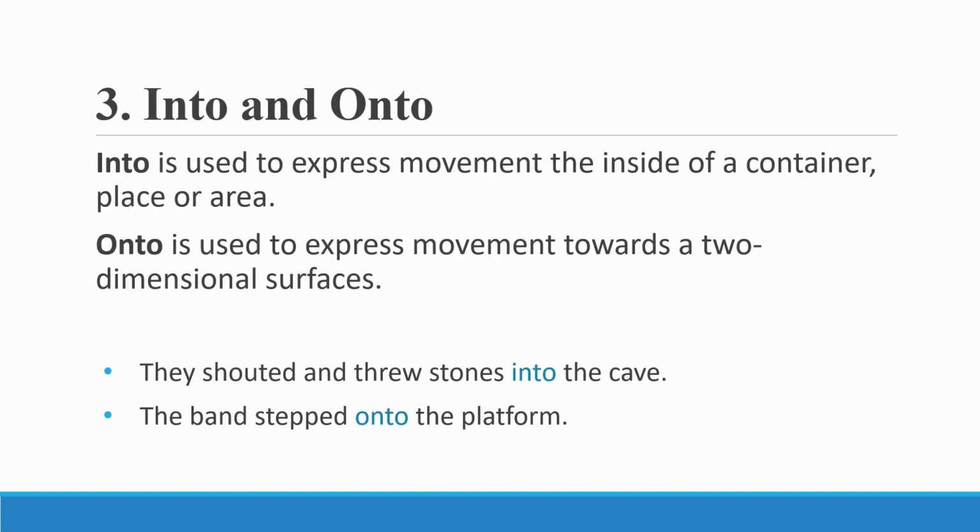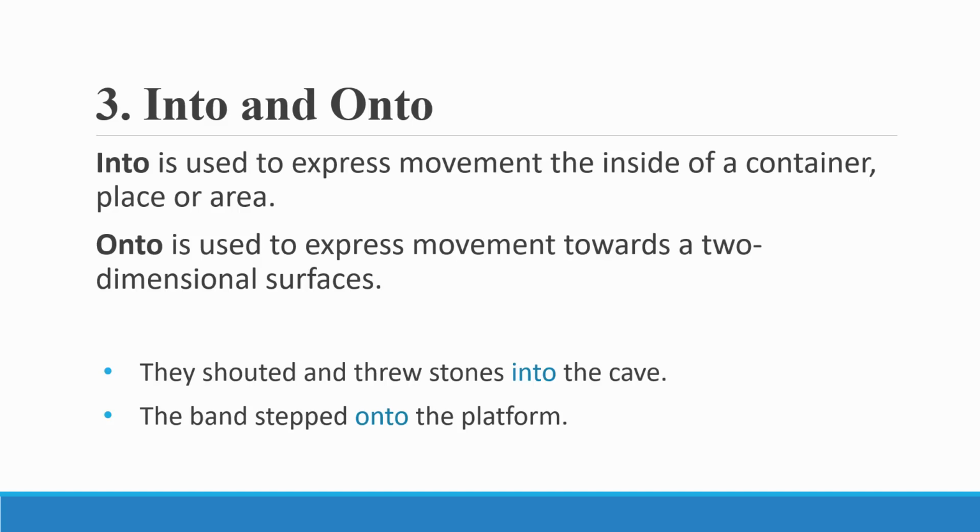Into and onto. The preposition into is used to express movement towards the inside of a container, place, or area, while onto expresses movement towards a two-dimensional surface.